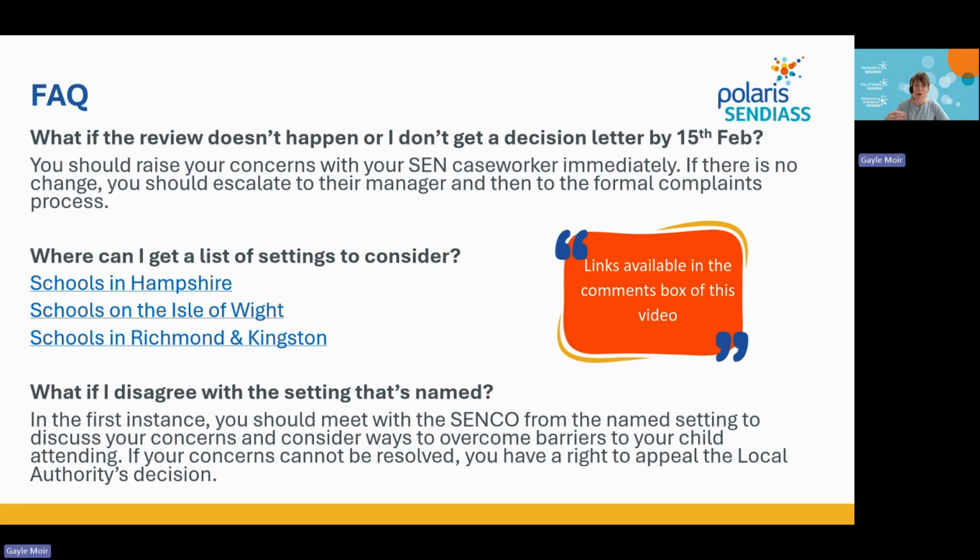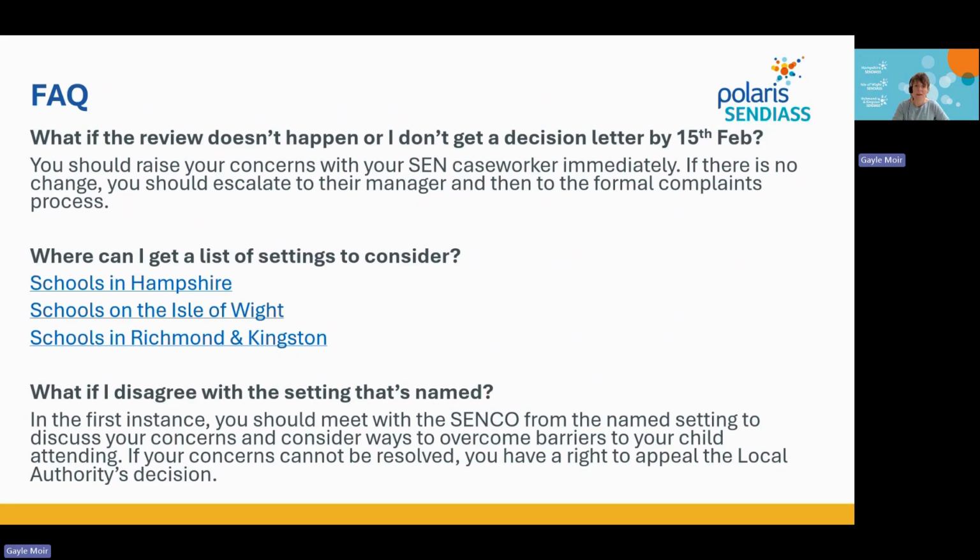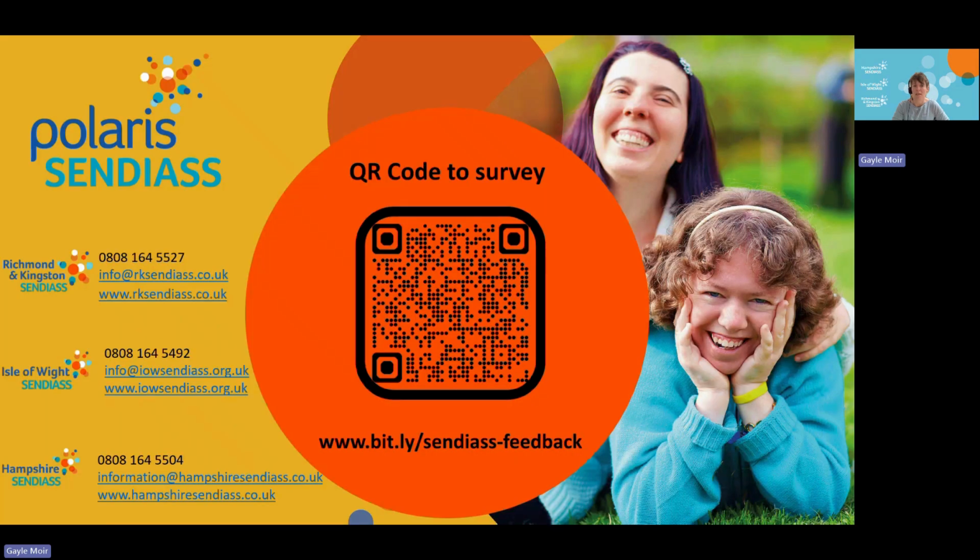If you can't overcome those barriers and you are not satisfied that your child's needs would be met in that setting, then you do have a right to mediation and appeal. And we have lots of information across our websites about how to do that. We also provide ongoing advice through our telephone helplines and email addresses.